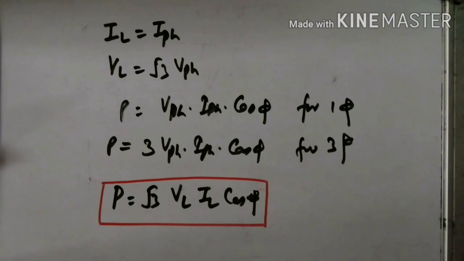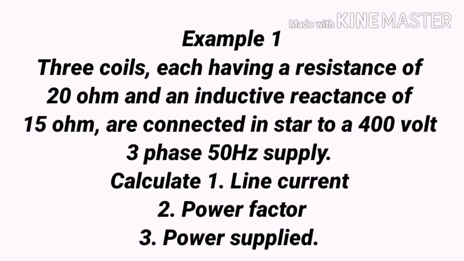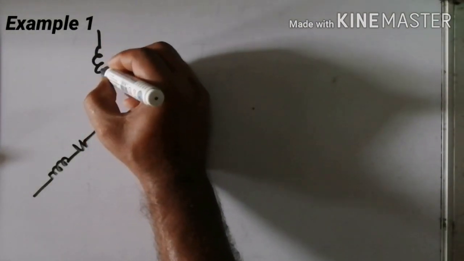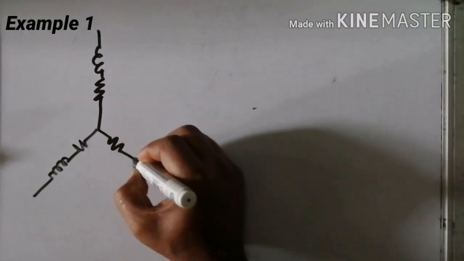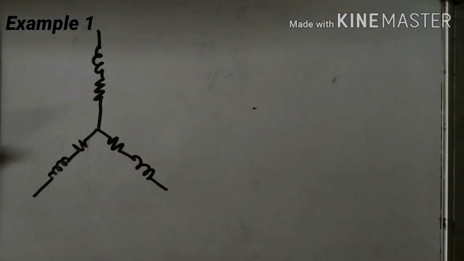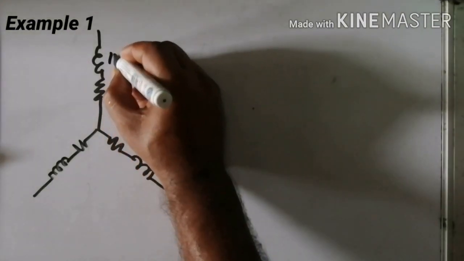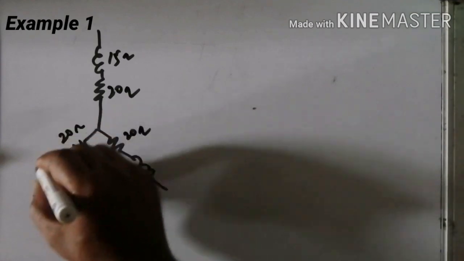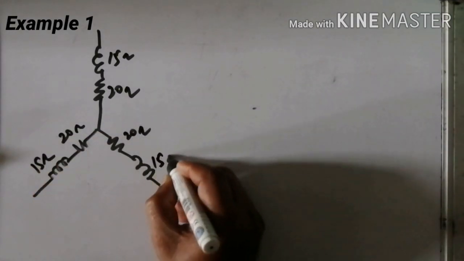Now see the numerical based on the 3 phase system. A three-phase load is connected over here in the form of a star. It is 15 ohm, it is 20 ohm, this one is the 15 ohm, right?